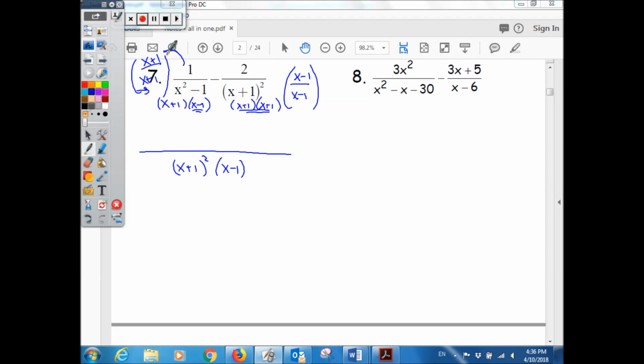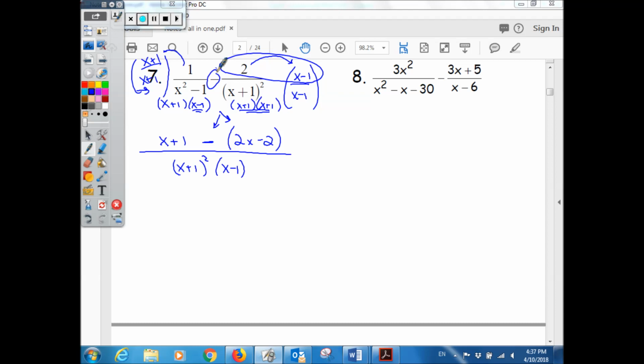So 1 times the x plus 1 is x plus 1, minus 2 times the x minus 1, so 2x minus 2. Now notice, I put the minus and then I added parentheses around the 2x minus 2. If you fail to put the parentheses around those two terms, you could end up with the wrong sign on that negative 2. So be very careful when you're subtracting that you subtract all of that, every bit of it.